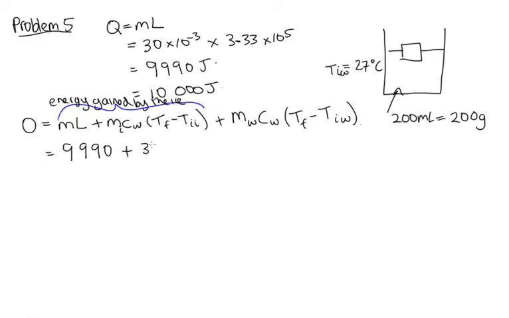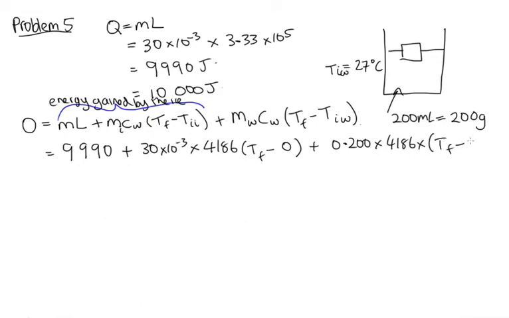Plus we've got 30 grams of ice times, once it's melted, it's water, so this is 4,186, times the final temperature minus the initial temperature, which is 0. Plus the mass of the water, which is 0.200 kilograms because it's 200 grams, times 4,186 times the final temperature, which we're trying to find, minus the initial temperature.